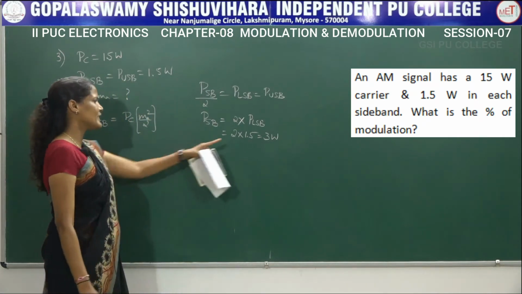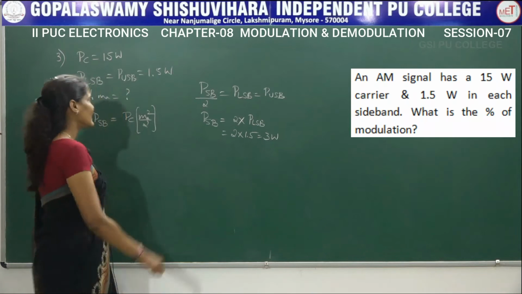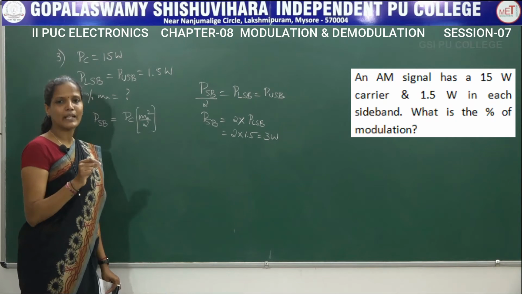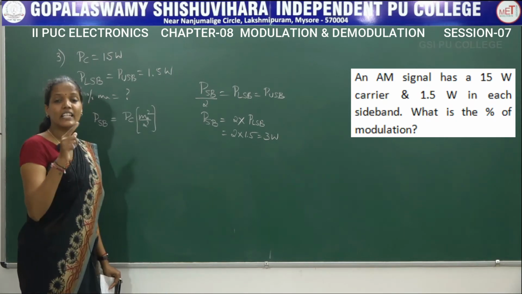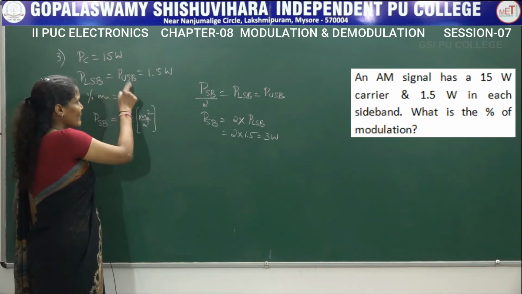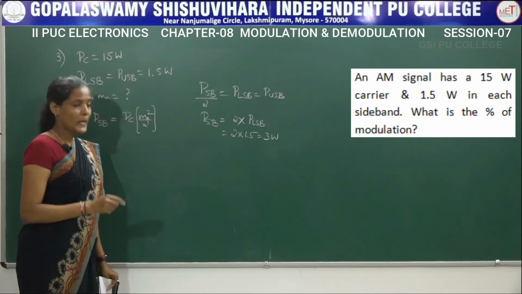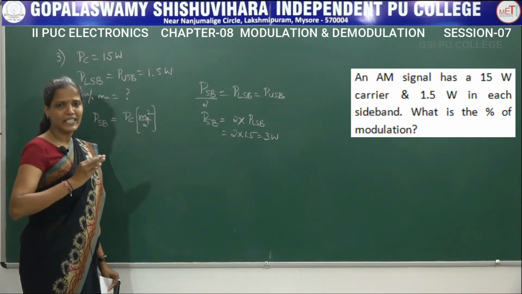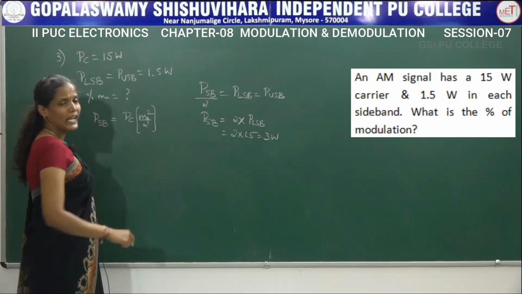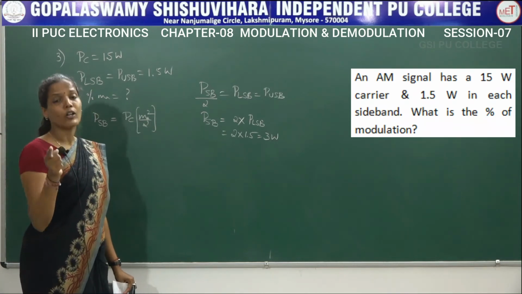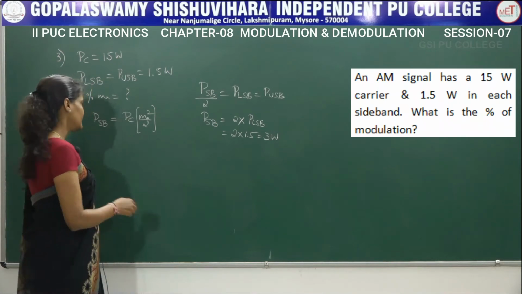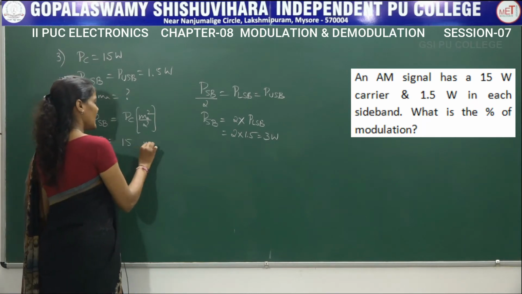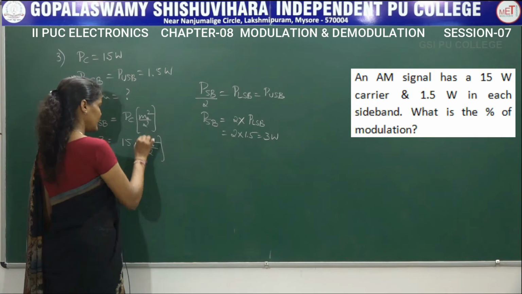So here in place of PSB, you have to substitute the value of 3 watts, not the value of 1.5 watts. They have mentioned separately that 1.5 watts is present in each of the sidebands, that is PLSB and PUSB, both values are 1.5. But in this particular formula, we are using the power of both sidebands together, so you have to multiply by 2. So PSB is equal to 3, PC is equal to 15, MA square divided by 2.